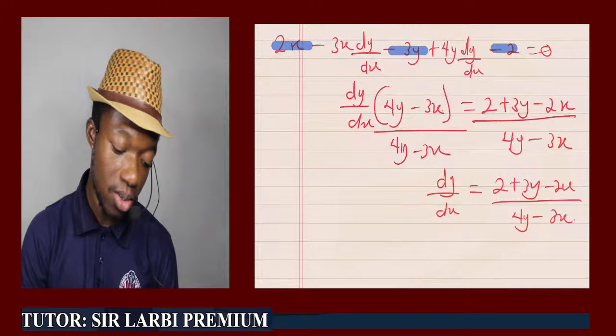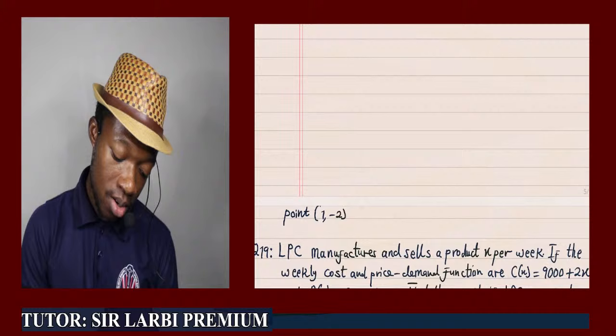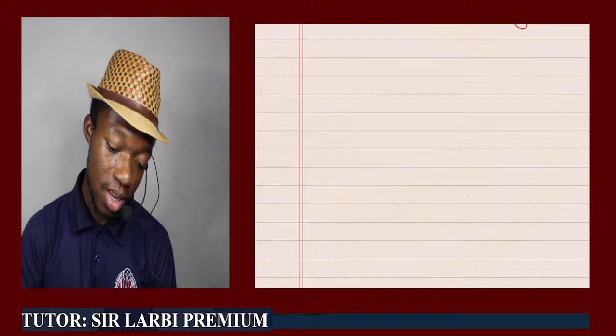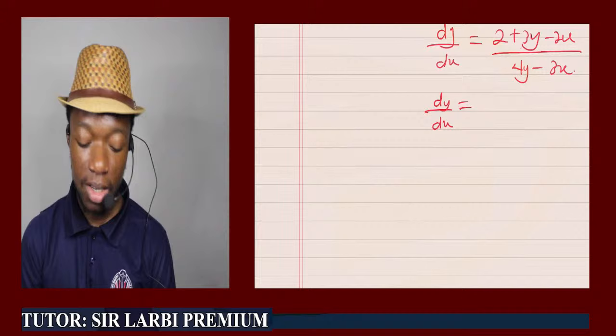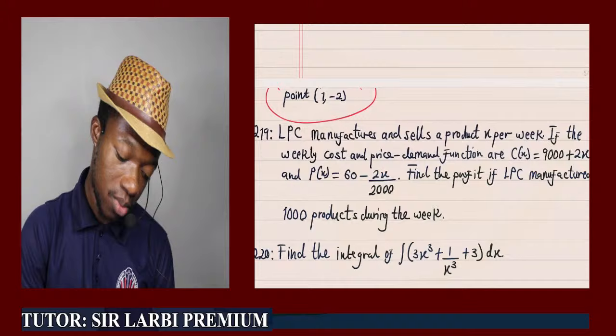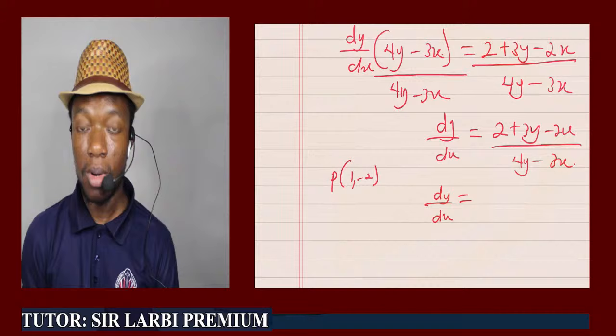Now question 19, let's get some goosebump with the issue. I think we're told to find the value of dy over dx with respect to the point 1, negative 2. So we have 1, negative 2. That means 1 stands for x and negative 2 stands for y.